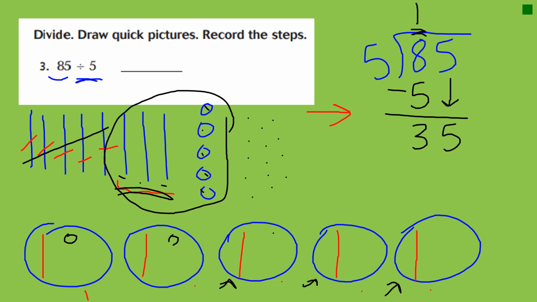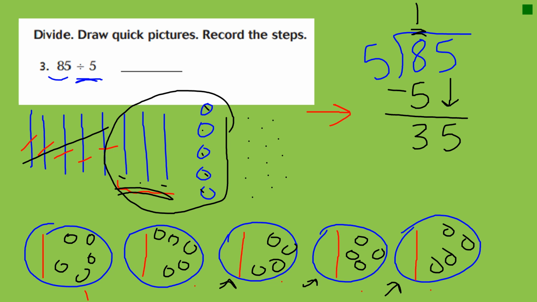1, 2, 3, 4, 5, 6, 7, 8, 9, 10, 11, 12, 13, 14, 15, 16, 17, 18, 19, 20, 21, 22, 23, 24, 25, 26, 27, 28, 29, 30, 31, 32, 33, 34, 35. Whew. So, let me fix that one.